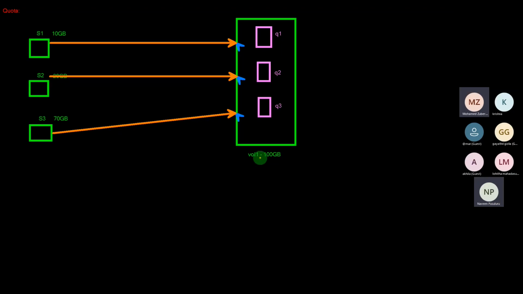But what happened is S1 is using 20 GB because, as I told you, on a Qtree there is no space limitation, and S2 started using 30 GB. Whenever S3 copied 50 GB of data and tries to copy some more, he is getting an error like no space left. He paid for 70 GB and he is getting an error after copying 50 GB.